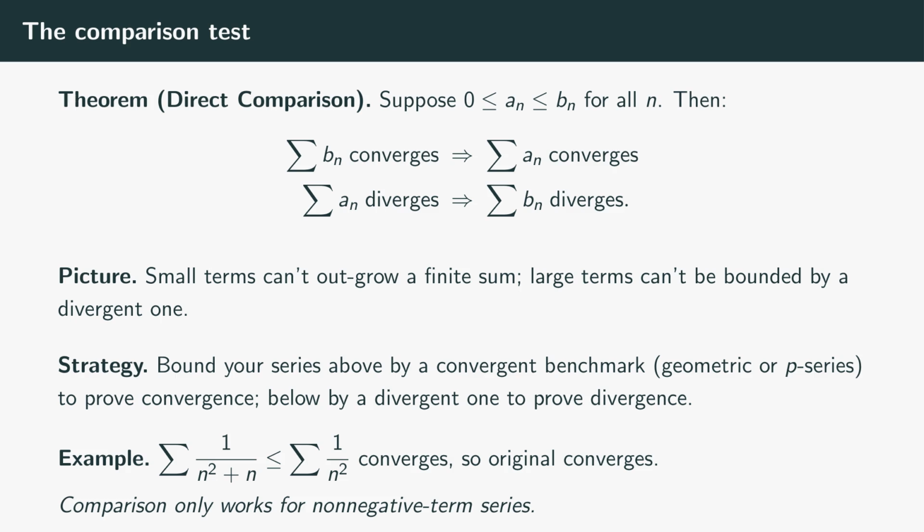Done. One caveat. Comparison only applies when both series have non-negative terms. If your series has signs, you'd compare the absolute value of a_n to b_n. We'll come back to that idea with absolute convergence later in the episode.